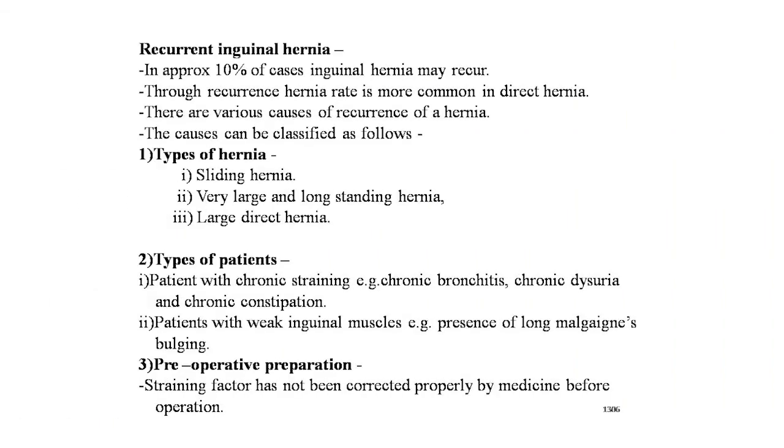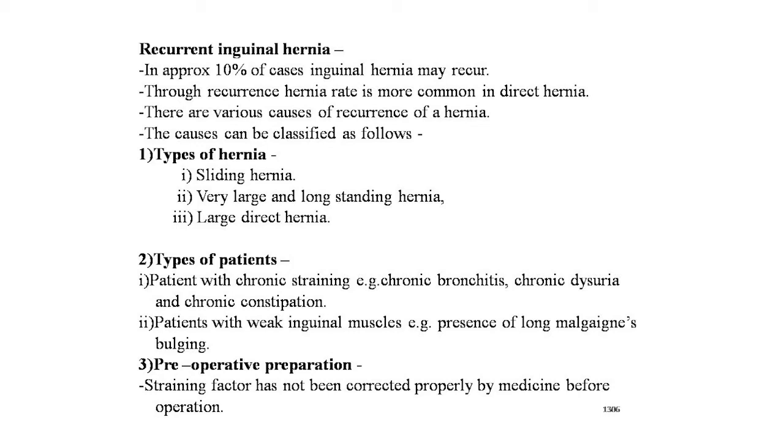Now, recurrent inguinal hernia. In approximately 10% of the cases, inguinal hernia may recur. The recurrence rate is more common in direct hernia. There are various causes of recurrence of a hernia. The causes can be classified as follows. Types of the hernia: sliding hernia, very large and long-standing hernia, large direct hernia. Types of the patients: patients with chronic straining and chronic bronchitis, chronic dysuria and chronic constipation. Patients with weak inguinal muscles, that is the presence of long malignant bulging.